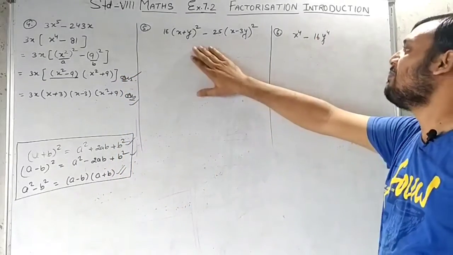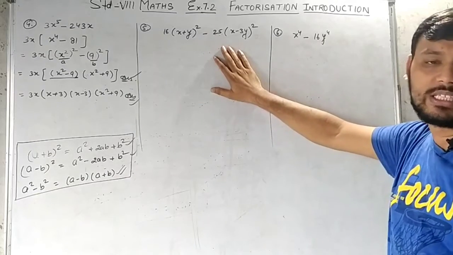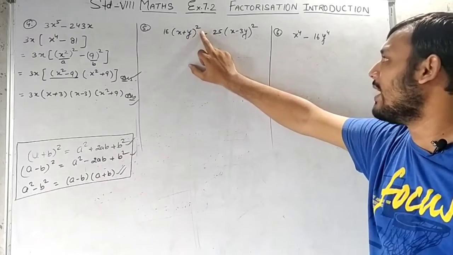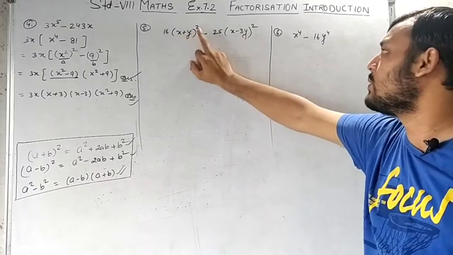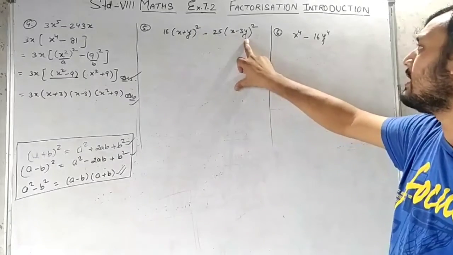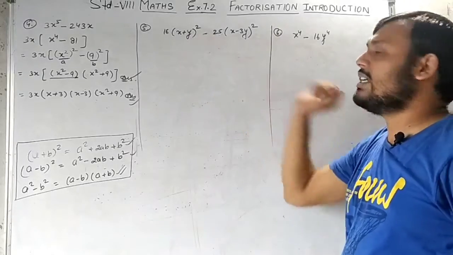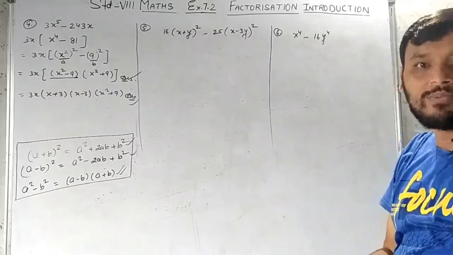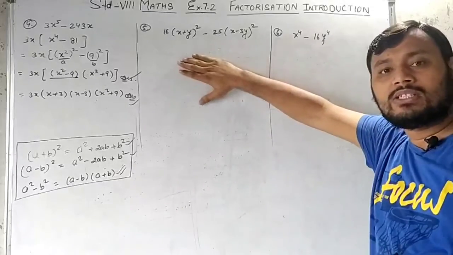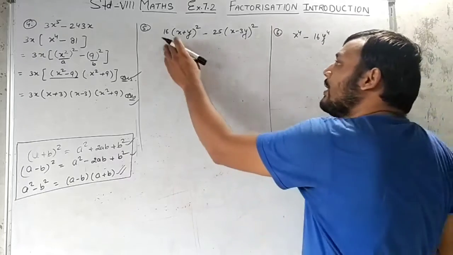Question number 5: 16 into x plus y whole square minus 25 into x minus 3 whole square. This part, I mean x plus y, is already given in the form of square, and here x minus 3 is also given in the form of square. The problem is with 16 and 25. What can we do with them? How do we have to deal with them? Let's have a look here. If you know, please try to find out the answer.